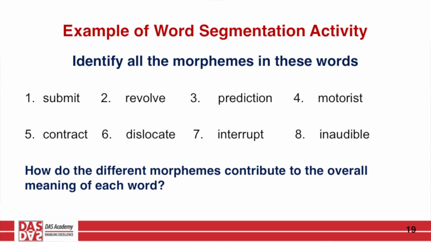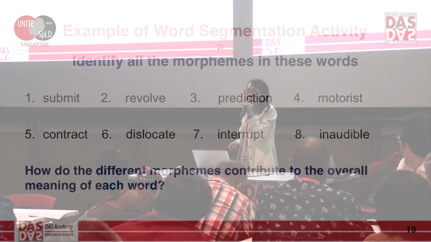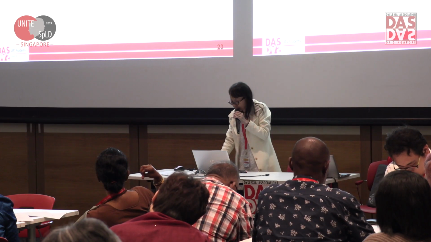And you're going to find if you look at the word dislocate, how do these 3 morphemes contribute to the meaning? So dis means away, and that's the prefix. The root is lock, which means position or place, and then ate means to become. So when you dislocate something, it becomes moved from its place. So this is how you can see the morphemes contribute to the meaning of the word. Let's move on.